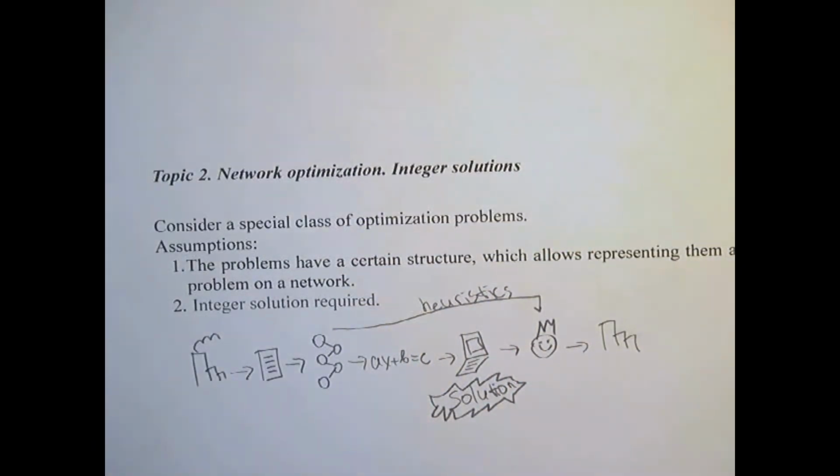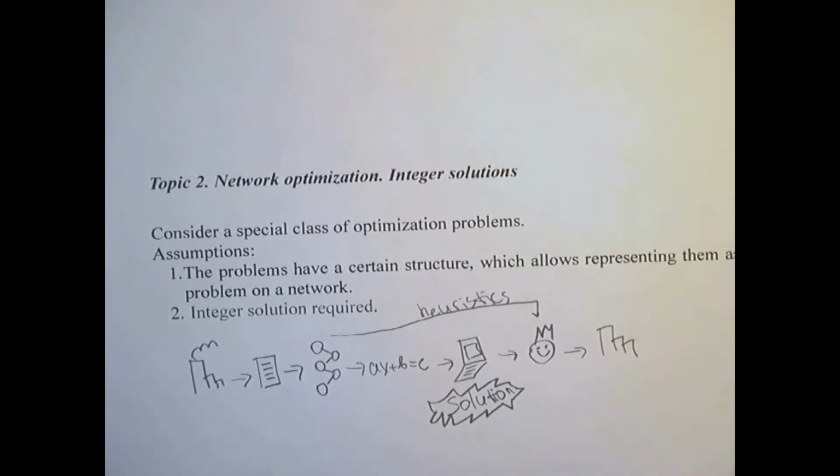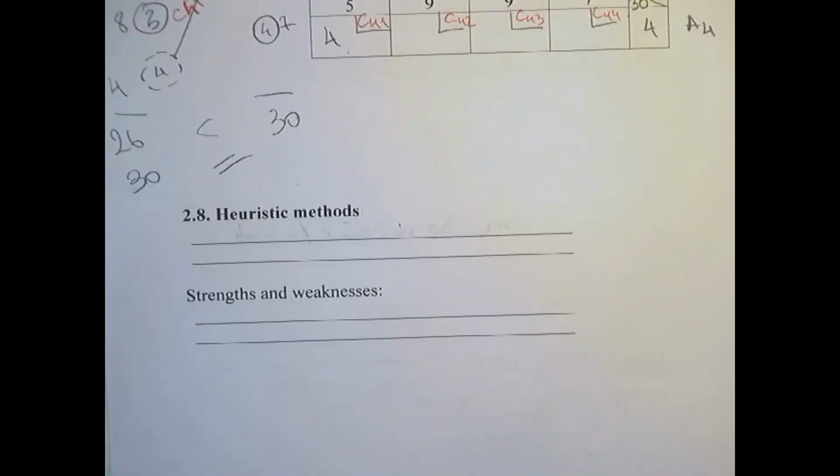And let's consider what it means, heuristic solution. What does it mean, heuristic solutions or heuristic methods? So we may say that heuristic methods or heuristic solutions are reasonable solutions or reasonable methods in some sense. And we will discuss what a reasonable solution means. And let's consider strengths and weaknesses.